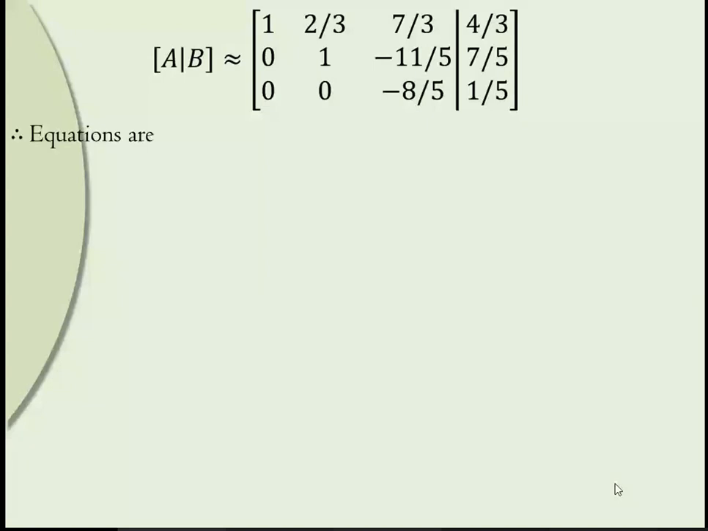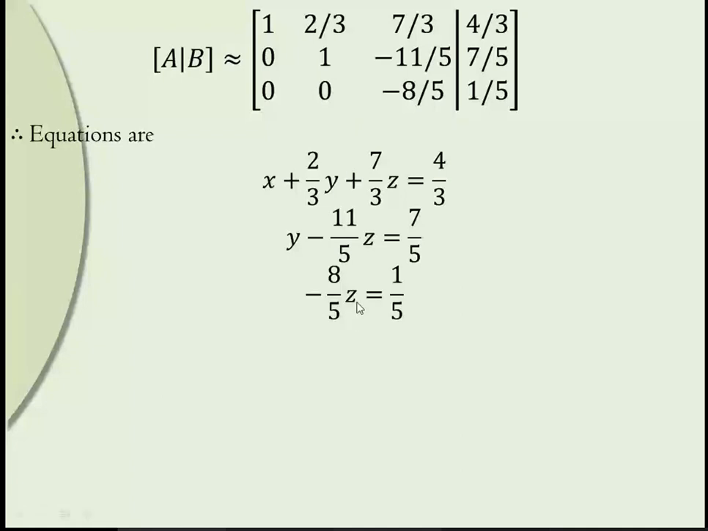x plus 2 by 3y plus 7 by 3 into z equal to 4 by 3. 0 into x, 1 into y, minus 11 by 5 into z equal to 7 by 5. And 0 into x plus 0 into y plus minus 8 by 5 into z equal to 1 by 5. Now from this last equation we get z. Put that z into previous to get y. Put y and z into previous equation to get x.